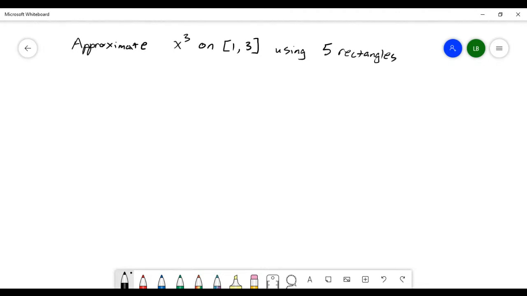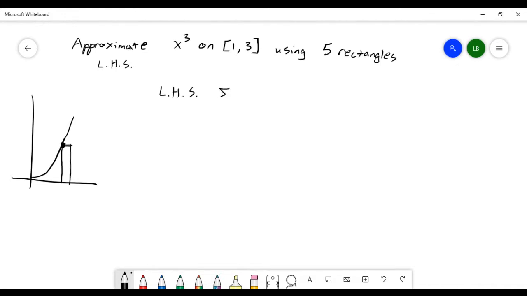And we want this to be a left-hand sum, meaning if this is our function x cubed, our rectangles touch our function in the top left corner, like that. So the way we would set this up is basically a generic form for a left-hand sum.